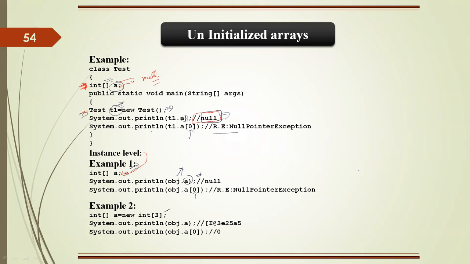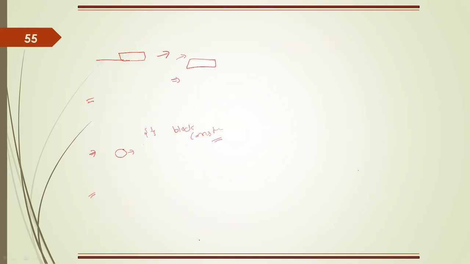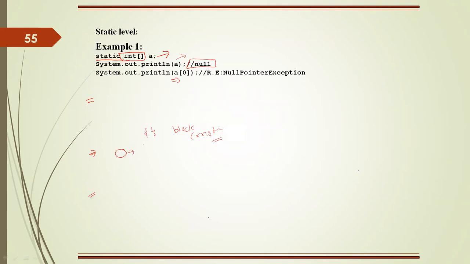Example two, the size of the array is declared. If you declare a size properly, the default value is taken. What is the default value taken at the time of initializing the array? The array elements are 0, 0. If we initialize the size, then one array will be created, and that array's elements will be stored with the default value based on the data type.